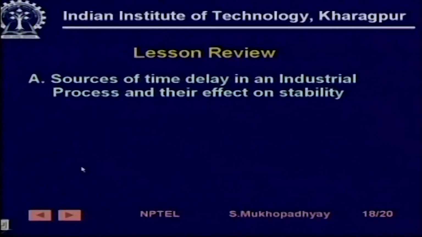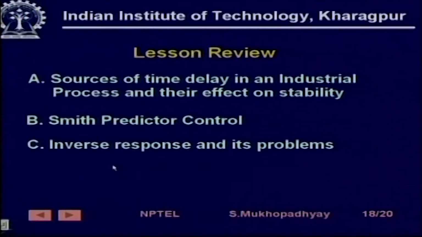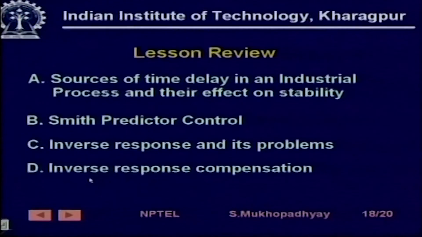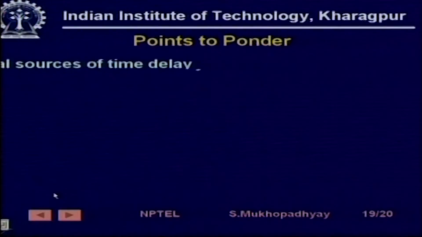We are now coming to the end of the lecture and we have to quickly review the lesson. First we saw the sources of time delays and their effects on stability, and then we saw a way of controlling by Smith predictor control. We did exactly the same thing for inverse response. We saw inverse response, how it arises in a process and its problems, and finally we saw a way of inverse response compensation.